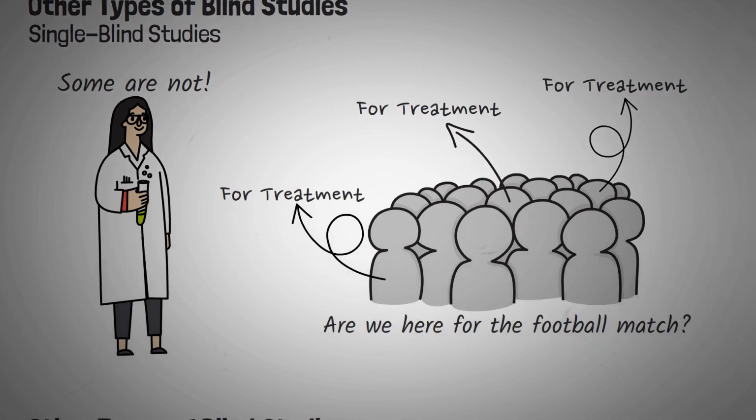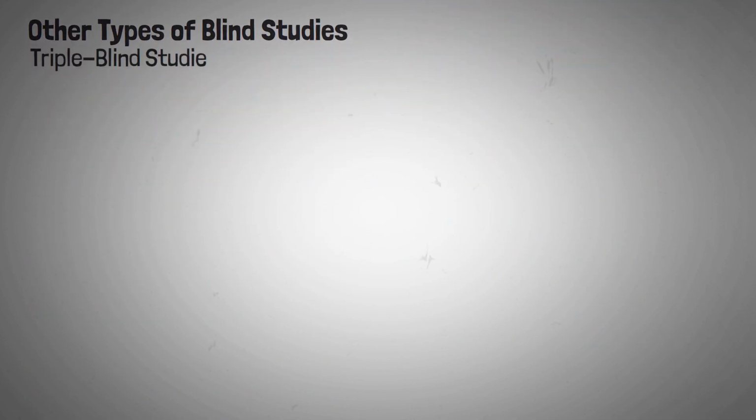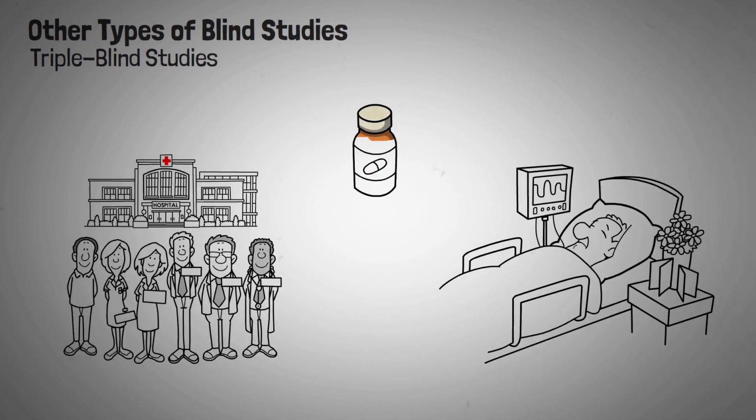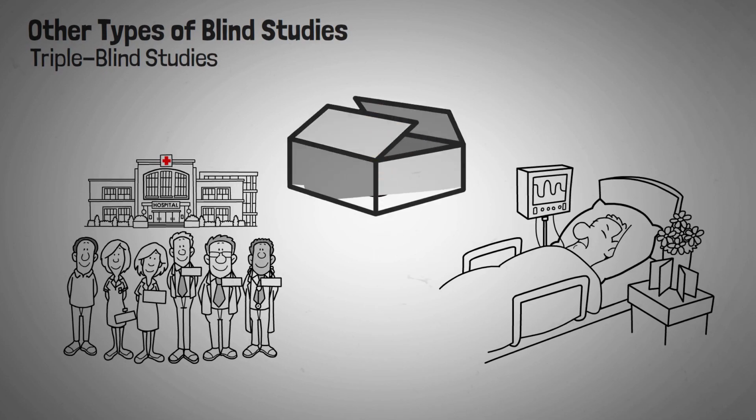Next up we have triple-blind studies. Triple-blind studies are clinical trials in which knowledge about the treatment is hidden not only from the subjects and the experimenters, but also from anyone else involved in organizing the study and data analysis.